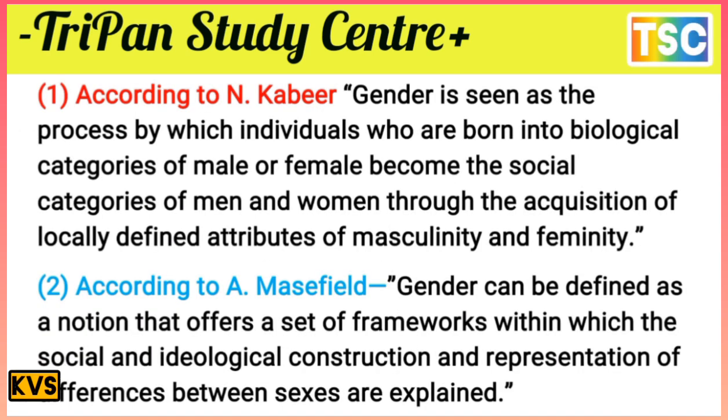First, according to Ann Oakley. Gender is seen as a process by which individuals who are born into the biological categories of male or female become the social categories of man and woman through the acquisition of locally defined attributes of masculinity and femininity. That's the most important thing here.